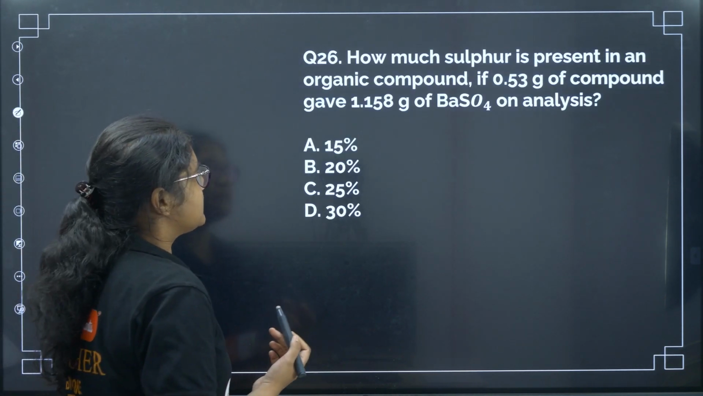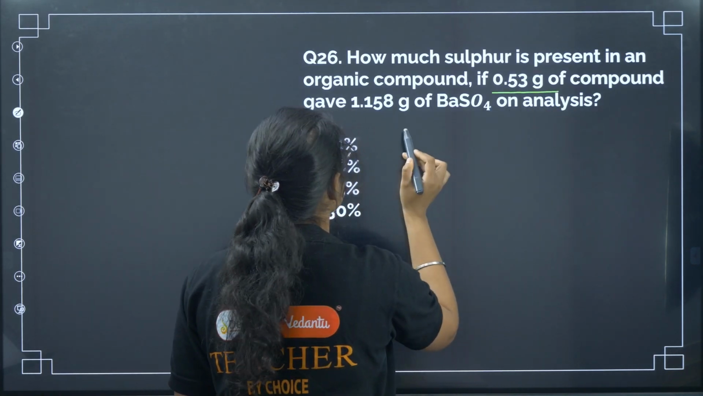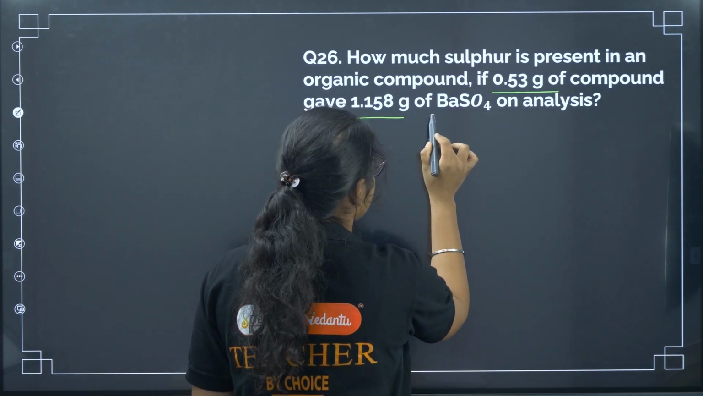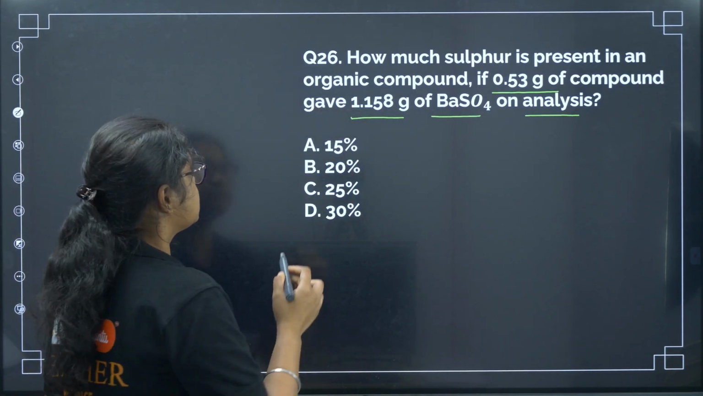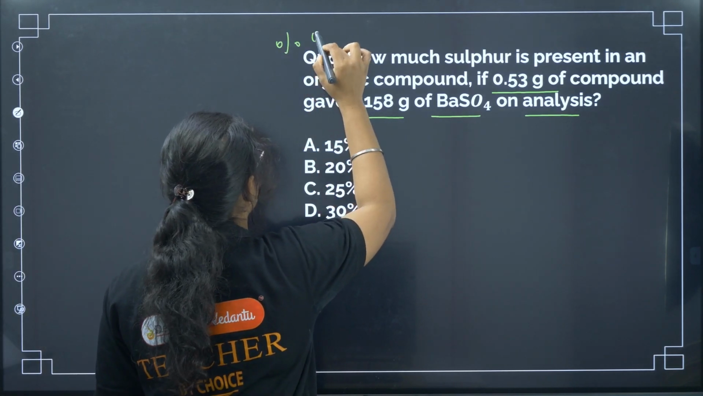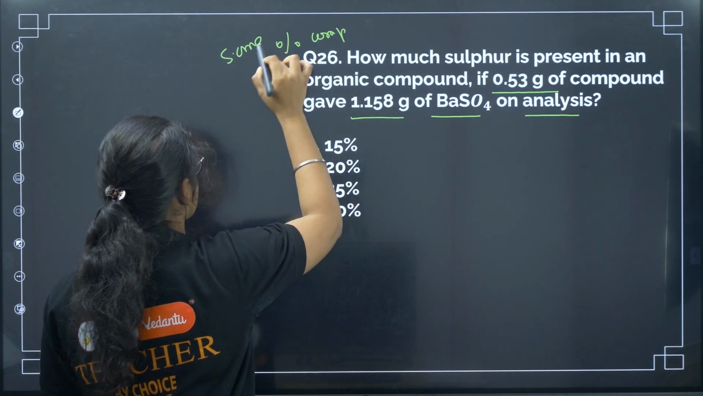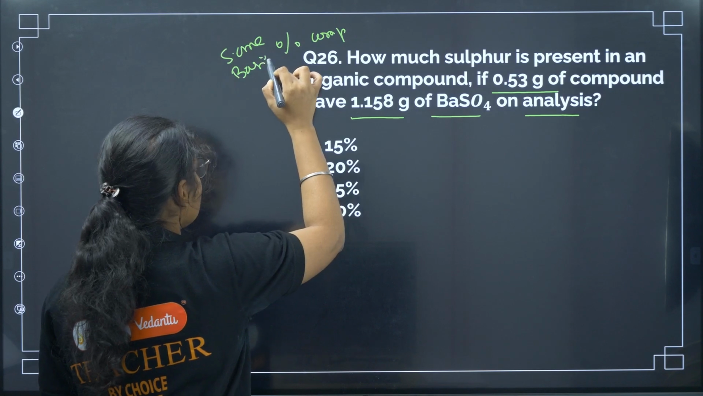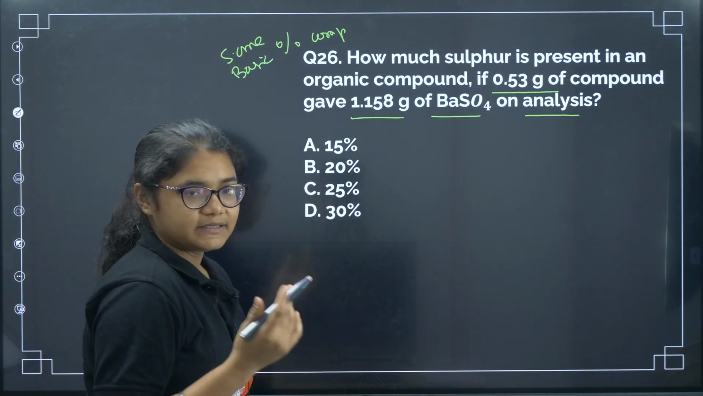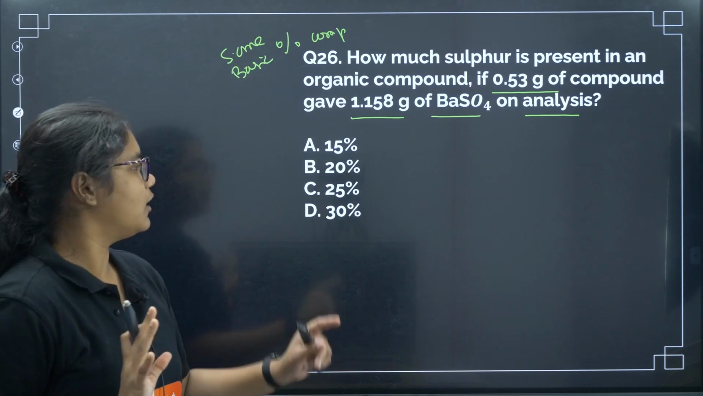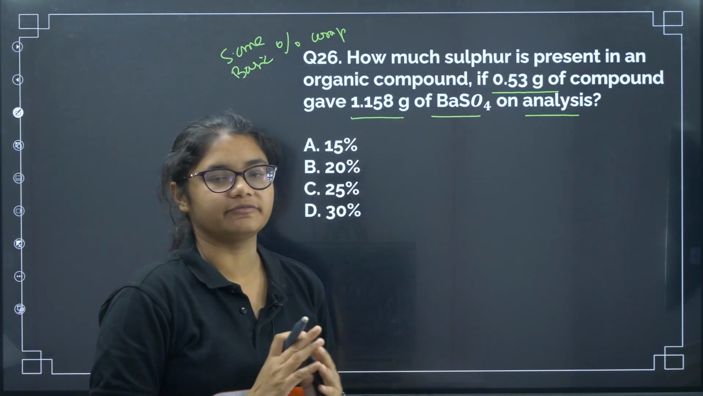Next, how much sulfur is present in an organic compound if 0.53 gram of the compound gave 1.158 gram of barium sulfate on analysis? So if you see this question, this is a very simple question from percentage composition, right? That is from the chapter Some Basic Concepts of Chemistry, right? Again, an easy question. So it tells how much sulfur is present in 0.53 gram of organic compound in which 1.158 gram of barium sulfate was formed.